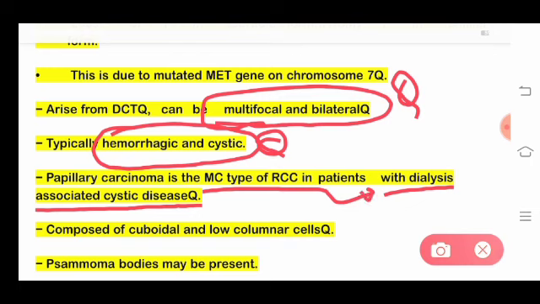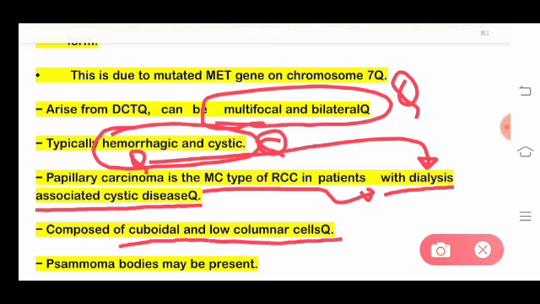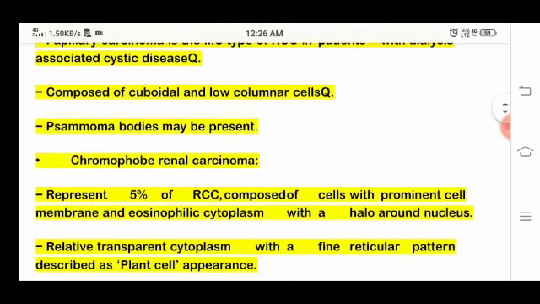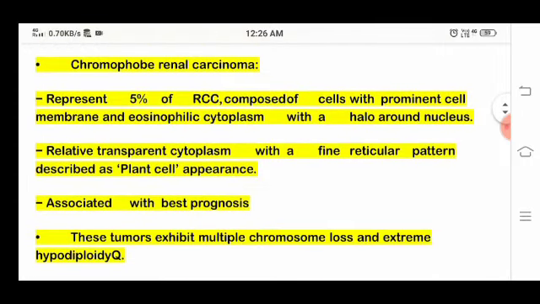So how can you remember this? You can correlate hemorrhagic with dialysis. Anything related with blood, hemorrhage and dialysis. So papillary carcinoma, composed of cuboidal and low columnar cells, and as usual, psammoma bodies may be present. By now you must know what the different conditions are where psammoma bodies are seen.